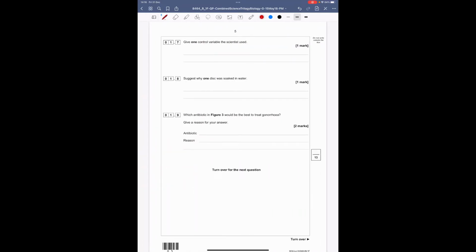Then, if I actually look at the questions, question 1.7, give one control variable the scientists used. Well, we've just already thought and looked about it. So we could say the same size of paper discs, or any of the things that we've just said. Suggest why one disc was soaked in water. So water is obviously not an antibiotic. It's just been put in there to compare.